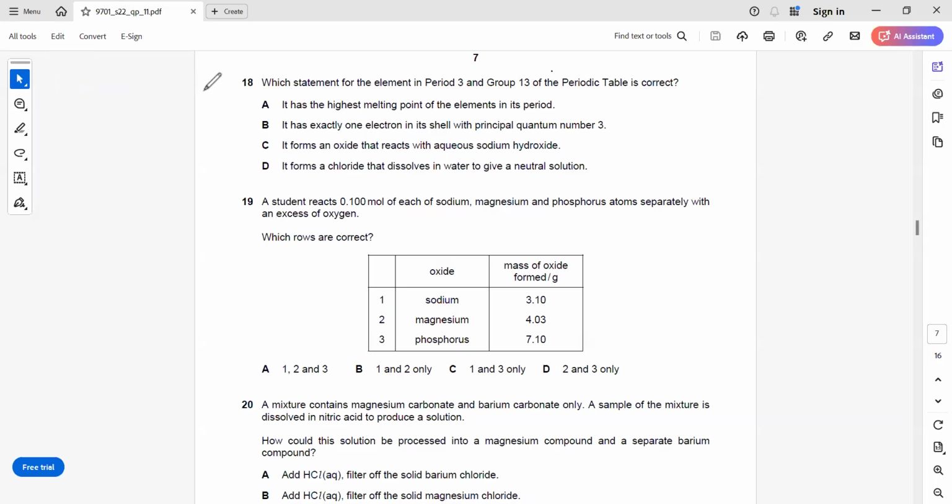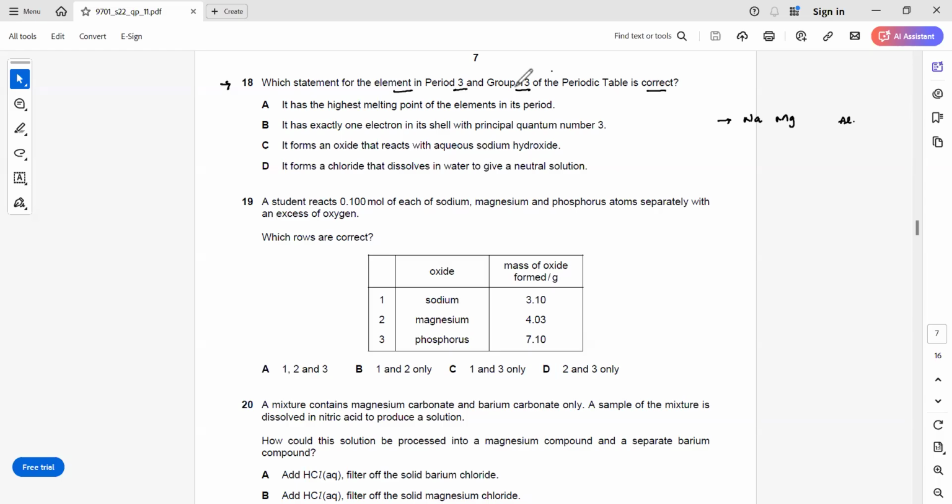Okay, in our previous session, we discussed up to question number 17 and now question number 18. So let's see what they are asking in this question. They are saying which statement of the element in period 3 and group 13 is correct. Group 13 is basically, if you look at the period 3 members, they are sodium, then comes magnesium, and then group 13 member, that is aluminium, of the periodic table.